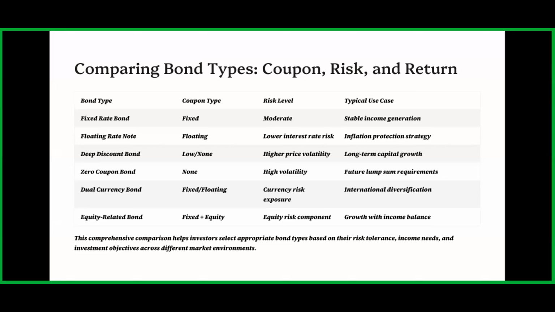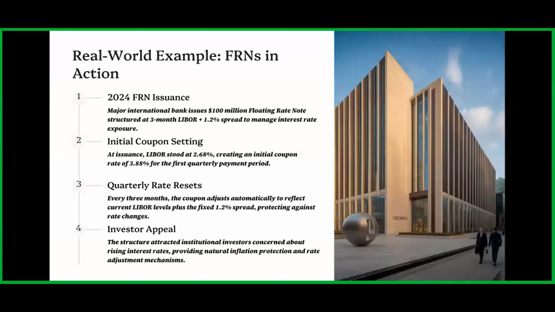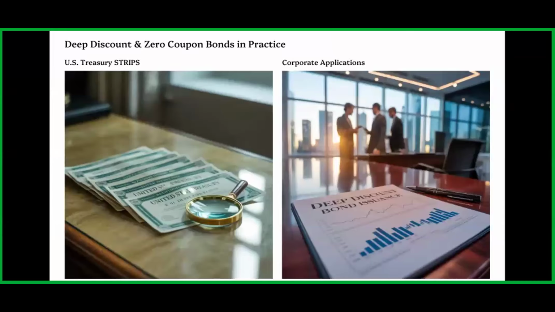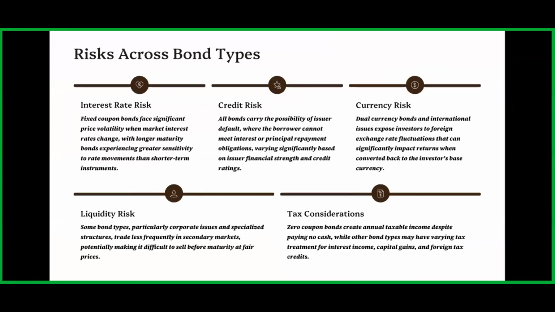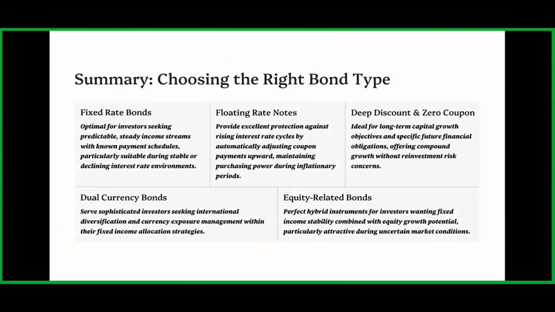So this is the basic difference between the different types of bond according to the different features, that is the coupon, risk level, and the typical use. So this is all about the different types of bond.